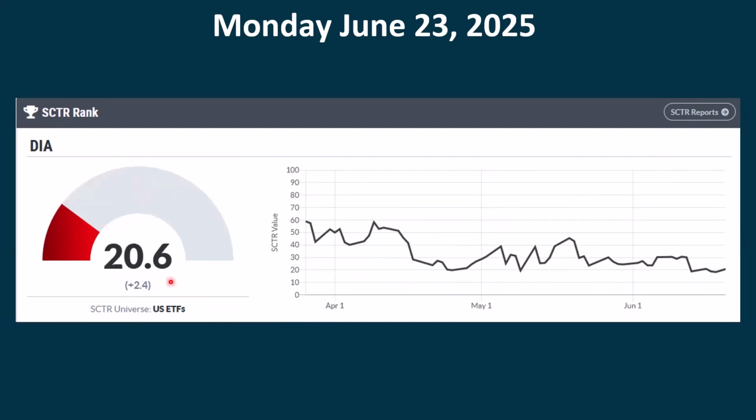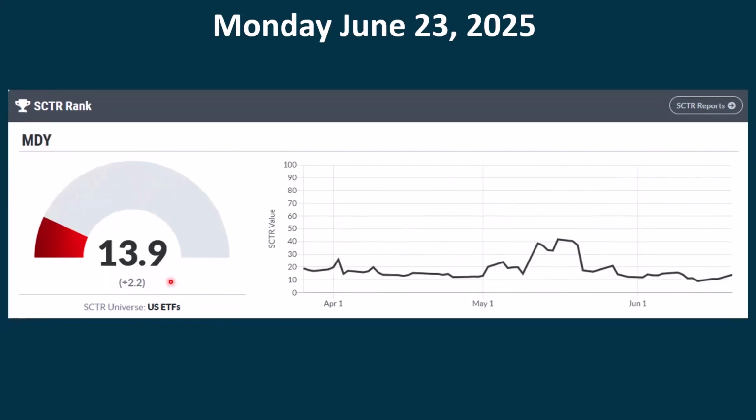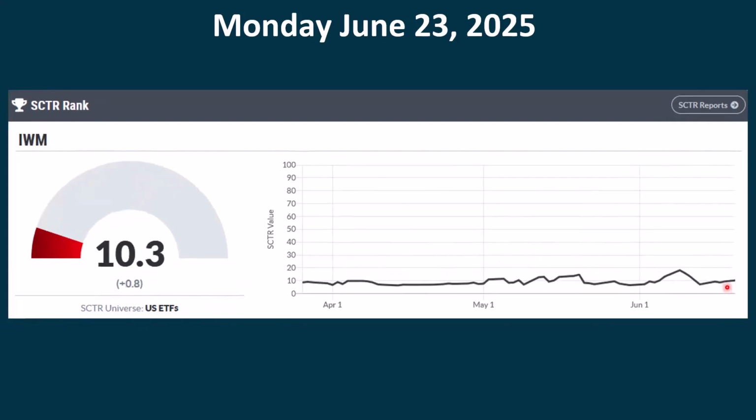It's been having a really hard time staying above its 200-day moving average. Then the mid caps not doing all that well, improving slightly, but still coming in at 13.9. And we're back up slightly into double digits again with the small caps. They've been giving us single digit readings for a while. They're coming in at 10.3.